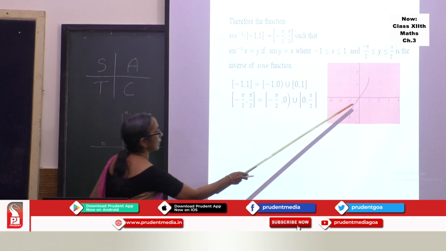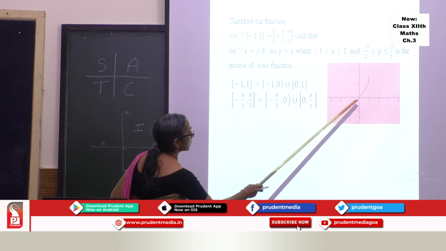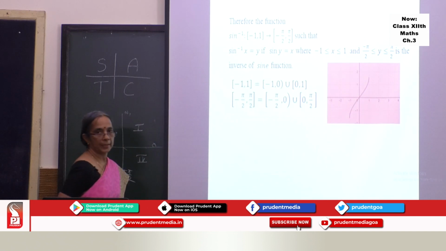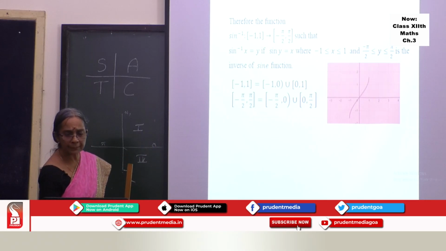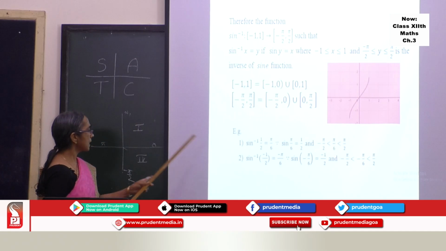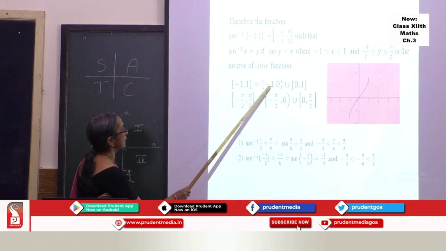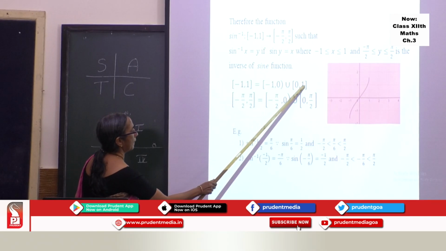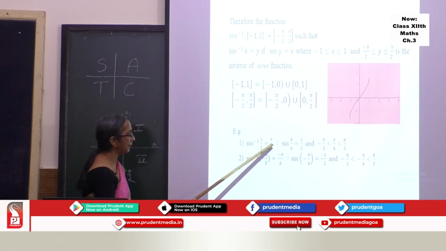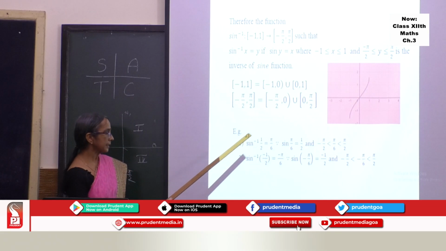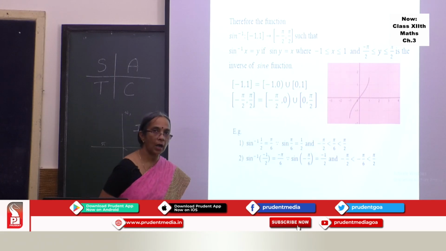From the graph also you are getting the same: 0 to 1 maps to 0 to pi by 2, and 0 to minus 1 maps to 0 to negative pi by 2. That is the sine function. So, here I am giving some examples. Sine inverse of half. Here half is in the interval 0 to 1. Sine inverse of half is equal to pi by 6. Why? Because sine pi by 6 is equal to half.